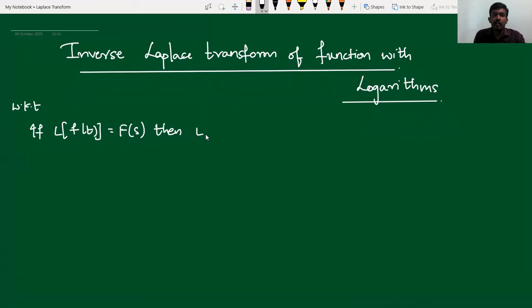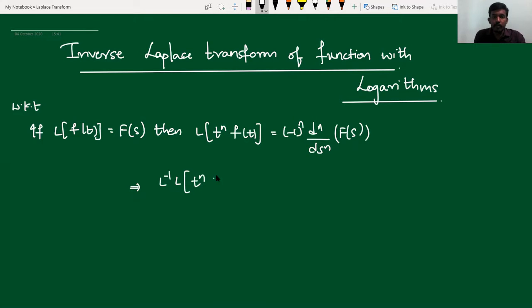we have a result that the Laplace transformation of t to the power n into f of t will be equal to minus 1 to the power of n into d to the power n by ds to the power of n of the Laplace transformed function F of s. Now, if I take the inverse transformation on either side of this equation, we get L inverse of L of t to the power n into f of t will be equal to L inverse of minus 1 to the power of n into the nth order derivative of F of s. I represent that as Fn of s.